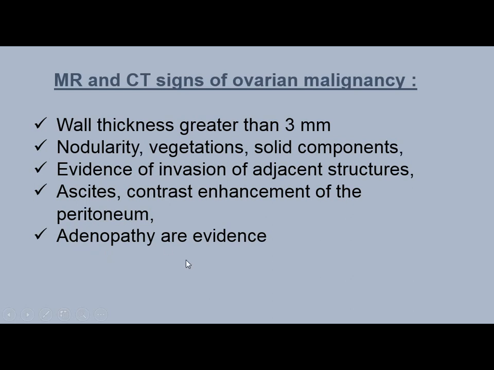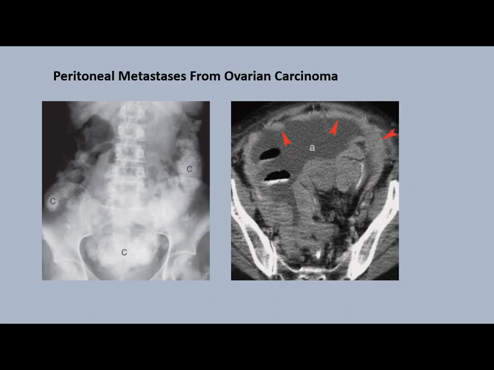Adenopathy is also visible in malignancy, representing metastasis. This is peritoneal metastasis from the ovarian carcinoma. In this conventional radiograph, there is calcification, but where is the calcification? We don't know by conventional. And if you do CT, there is thickening and nodularity of the omentum, representing peritoneal metastasis from the ovarian carcinoma.